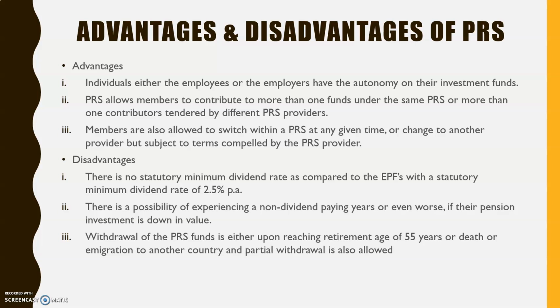The disadvantage is there is no statutory minimum dividend rate, as compared to EPF with a statutory minimum dividend rate of 2.5% per annum. So this dividend rate actually varies with interest rates in the market. There is a possibility of experiencing non-dividend-paying years, or even worse, the pension investment may be down in value. Withdrawal of PRS funds is either upon reaching retirement age of 55, or death, or immigration to another country, or partial withdrawal is also allowed. That is a disadvantage of it.